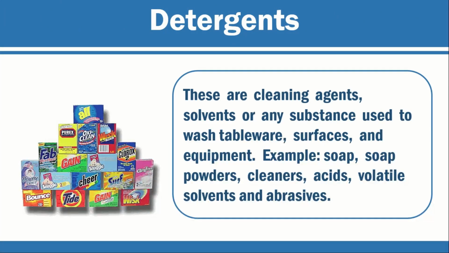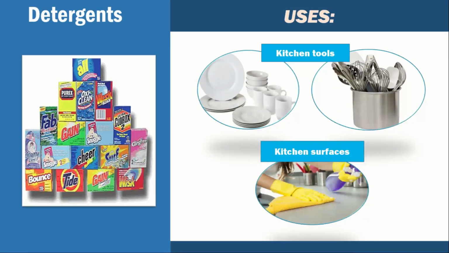Let's start with detergents. These are cleaning agents, solvents, or any substance used to wash tableware, surfaces, and equipment. Examples are soap, soap powders, cleaners, acids, volatile solvents, and abrasives. Detergent is a substance that is used for cleaning. It is similar to soap, but it's stronger and dissolves more completely in water. Detergents are special powerful cleansers that can break up dirt, oils, and grease on dishes. Detergents are used in cleaning kitchenware, silverware, and chinaware, and any other kitchen tools. They can also be used on kitchen surfaces or your kitchen worktops.